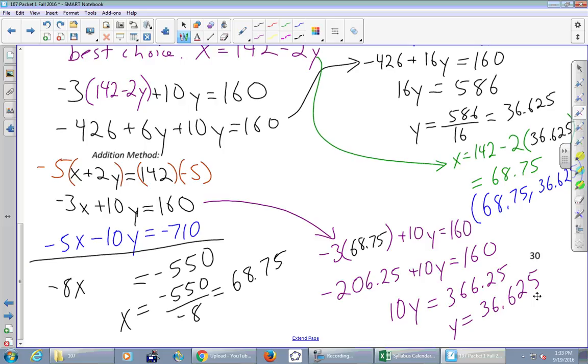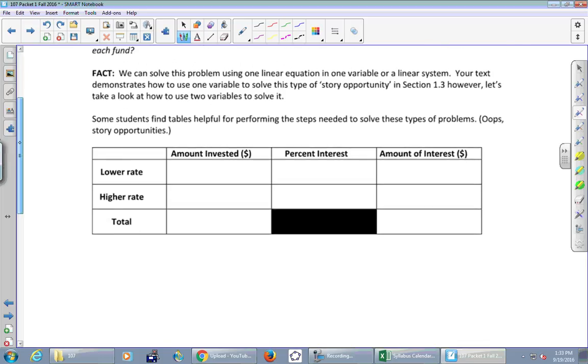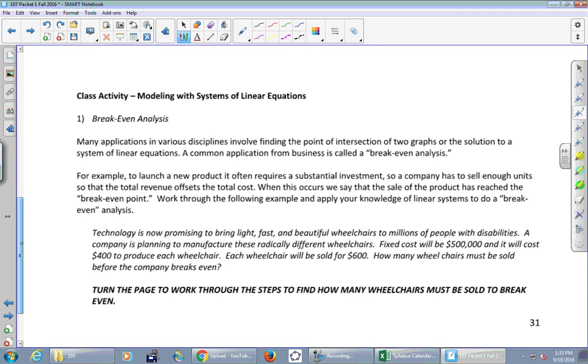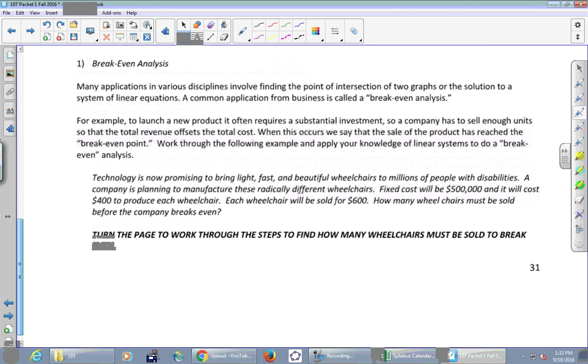Okay, so on the next page is this investment problem. Lots of words, a box to kind of get our answers all organized and stuff. But the fact is, I just kind of feel like I've already talked long enough today, and so I'm just going to skip that one.